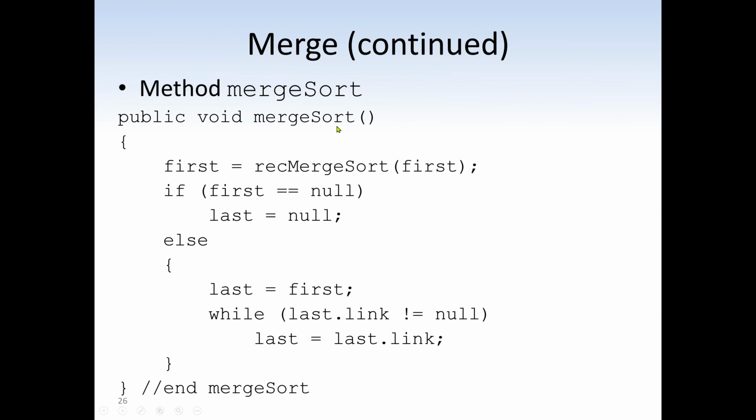So next we're going to write a merge sort. Here we say we call recMergeSort on first, and assign to first. So if first is equal to null, then we assign null to last. We don't have any item in the recMergeSort. If we have something else, then we assign the first to last, and while last.link is not equal to null, we assign last.link to last.